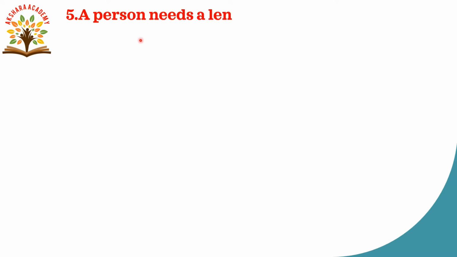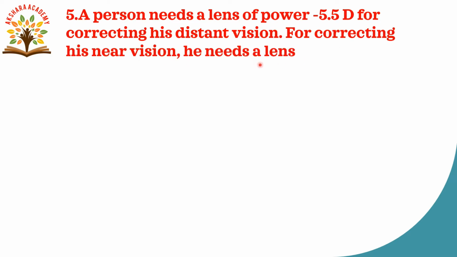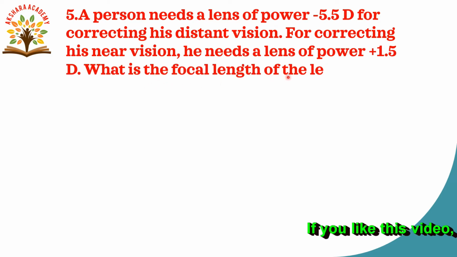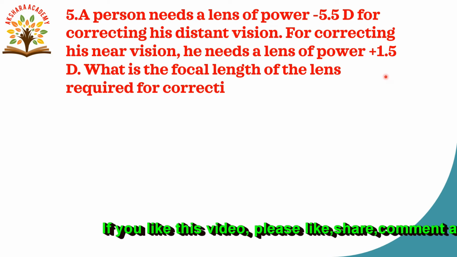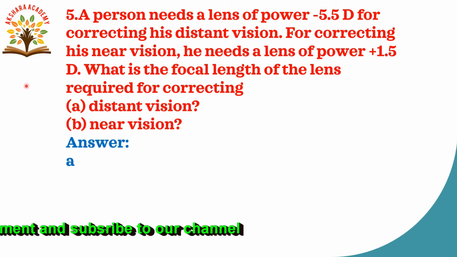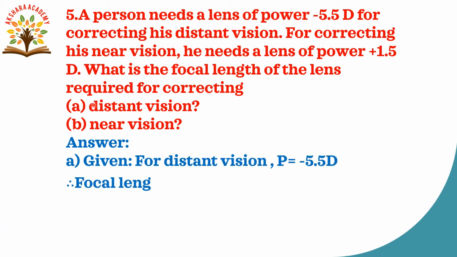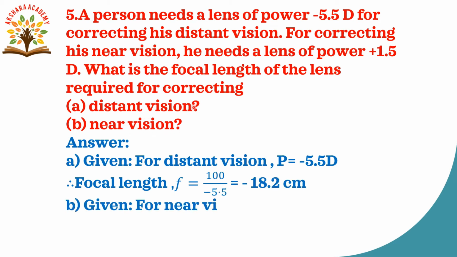A person needs a lens of power minus 5.5 D for correcting his distant vision. For correcting his near vision, he needs a lens of power 1.5 D. Here D is the unit of power, that is diopter. What is the focal length of the lens required for correcting distant vision and near vision?